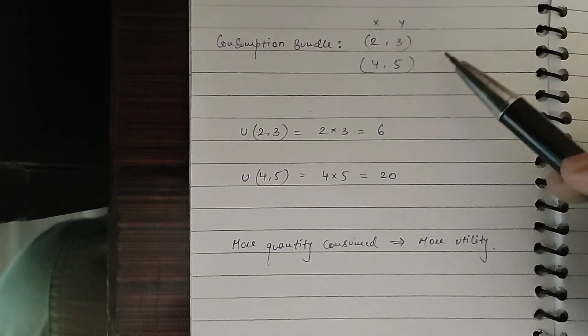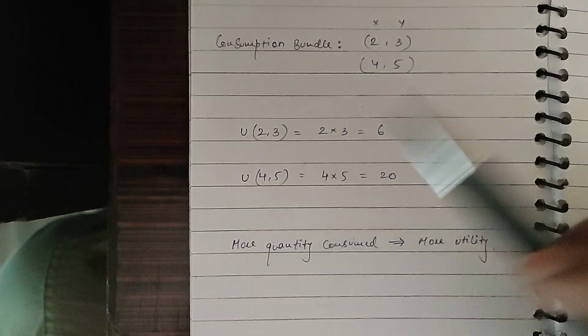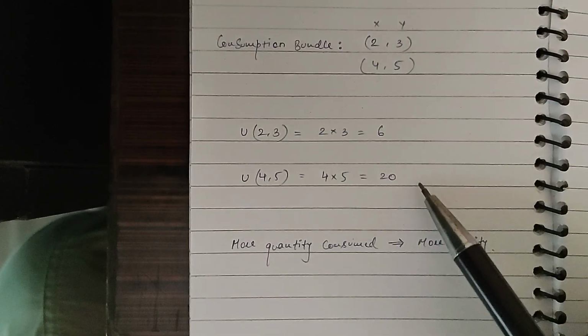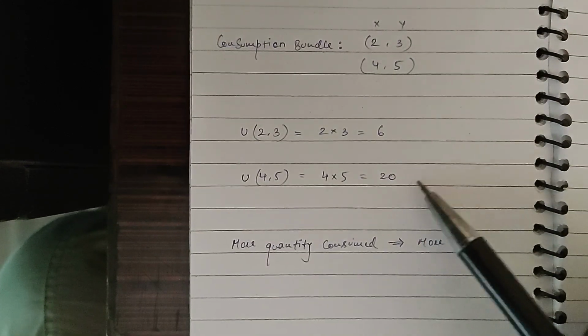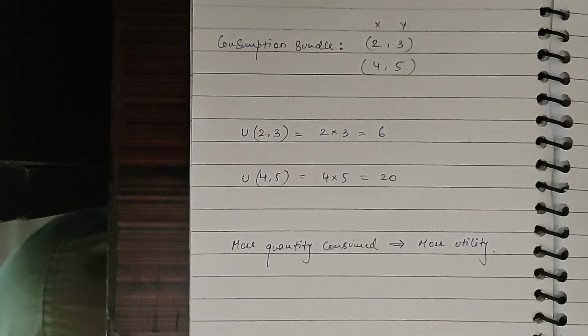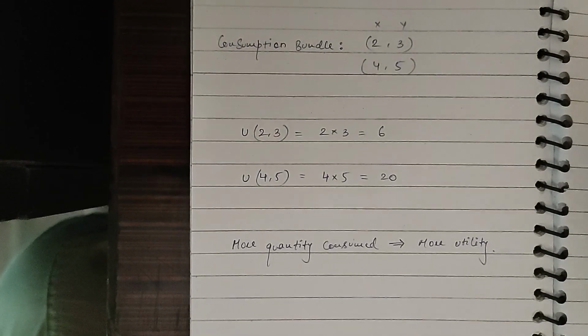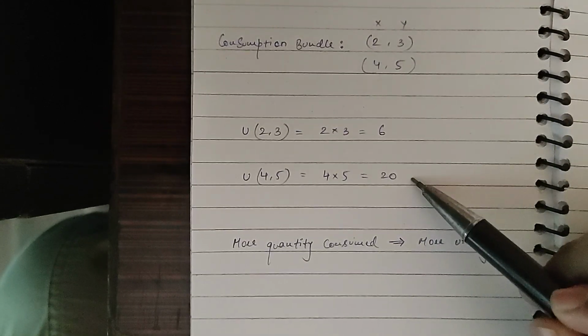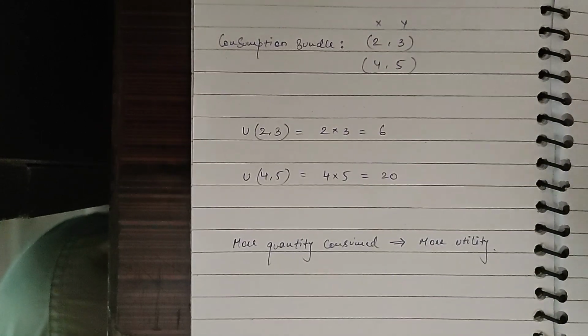Similarly, if we plug in the next bundle which is (4, 5) into a utility function, what do we get? We get the level of utility equals to 20, which means when the consumer consumes the second consumption bundle, he would actually get 20 units of utility.